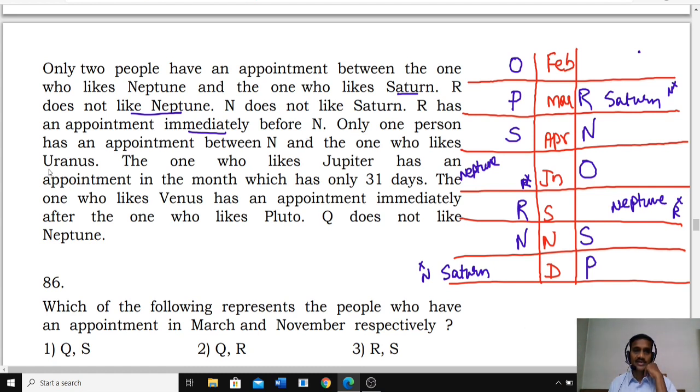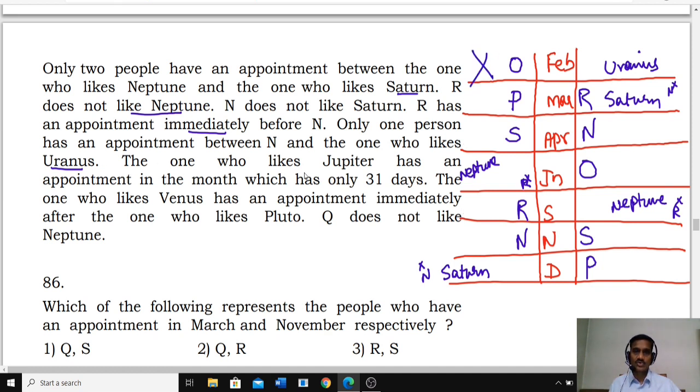Only one person between N and the one who likes Uranus. Between N and Uranus there must be only one. N is here, so Uranus must be here. Is it possible? Not possible. Hence, here it is not. Only one person between N and Uranus, so Uranus must be here. Exactly one between N and Uranus. Here this case is completely ruled out.